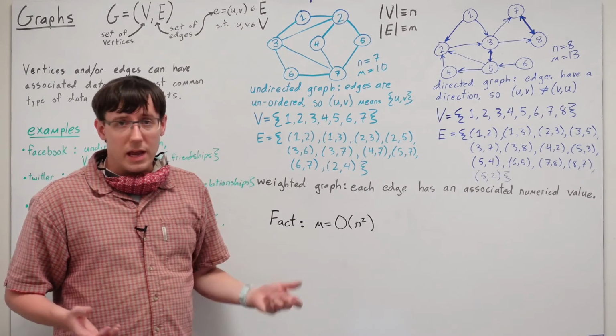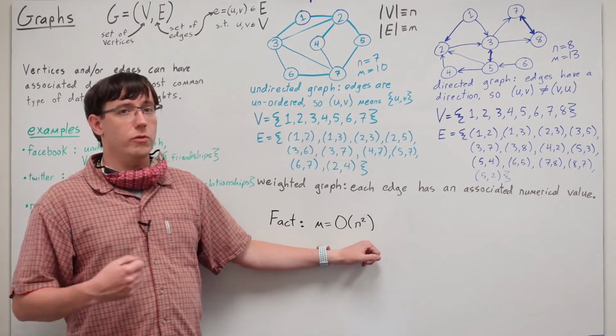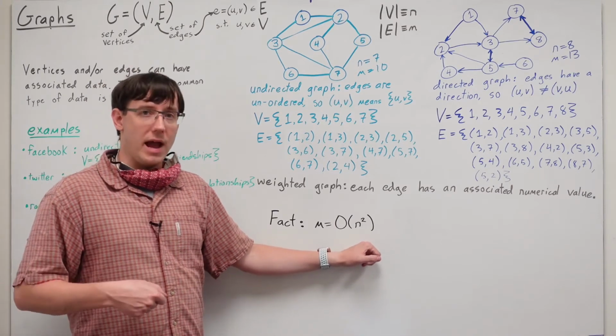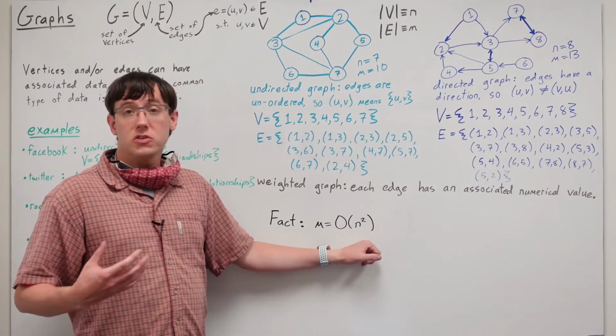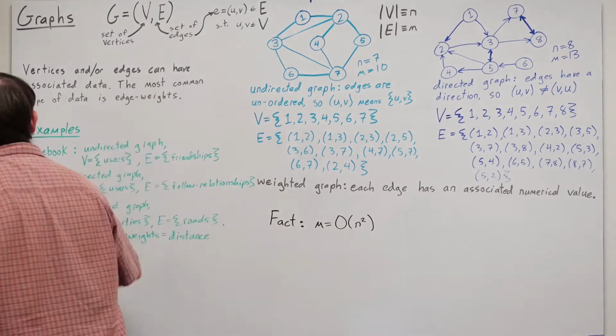So in either case, m is big O of n squared, but it's worth remembering that this is only an upper bound, and in many graphs, the number of edges will actually be much smaller than this maximum possible number of edges.